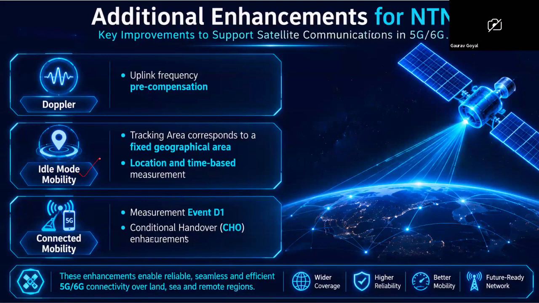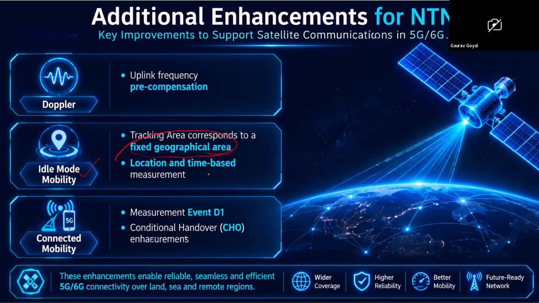The solution is a fixed geographical area. Instead of tying the tracking area to the moving beam, 3GPP defines the tracking area based on a fixed geographical area. This means the satellite moves and the beam moves, but the tracking area remains fixed on the Earth's surface as long as the UE is not moving. So this significantly reduces the TA updates.